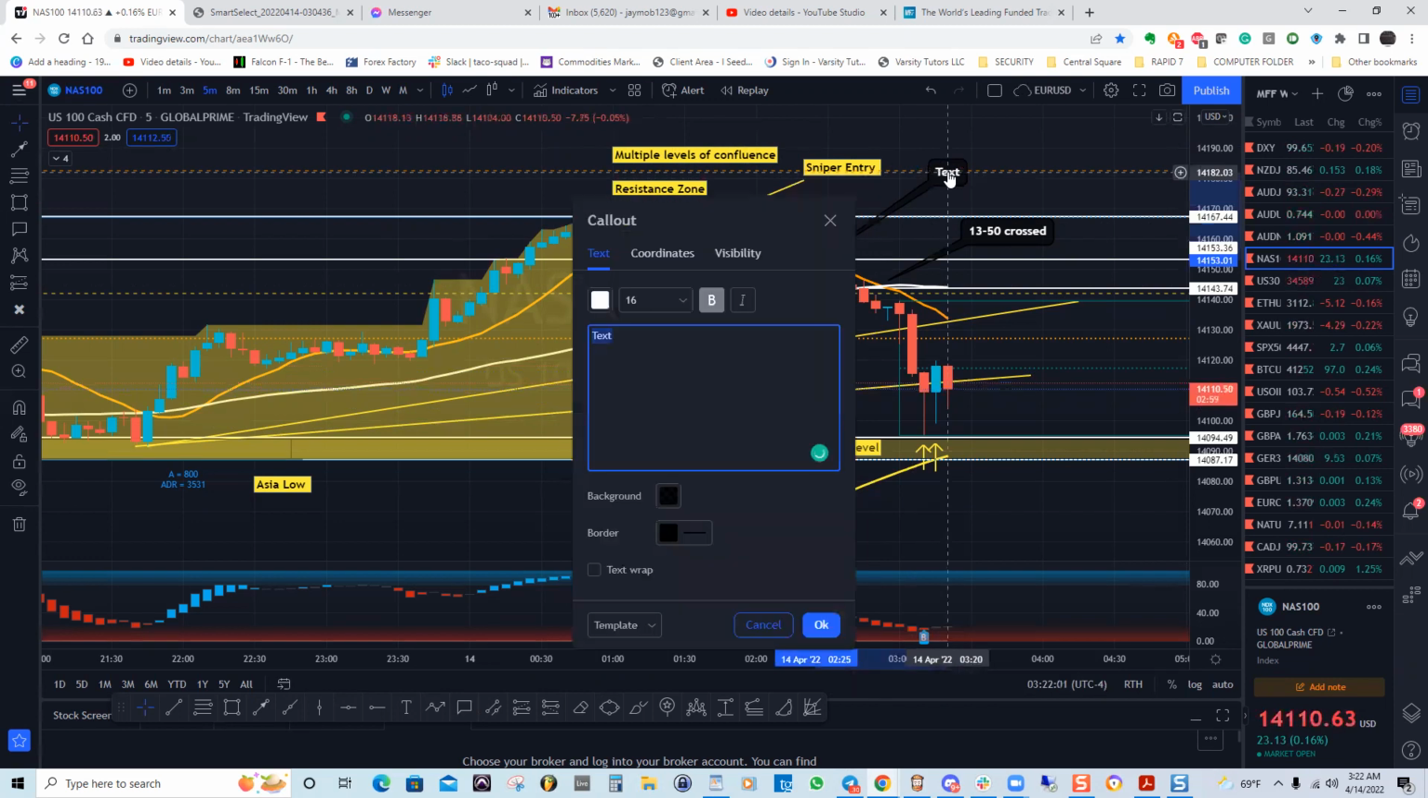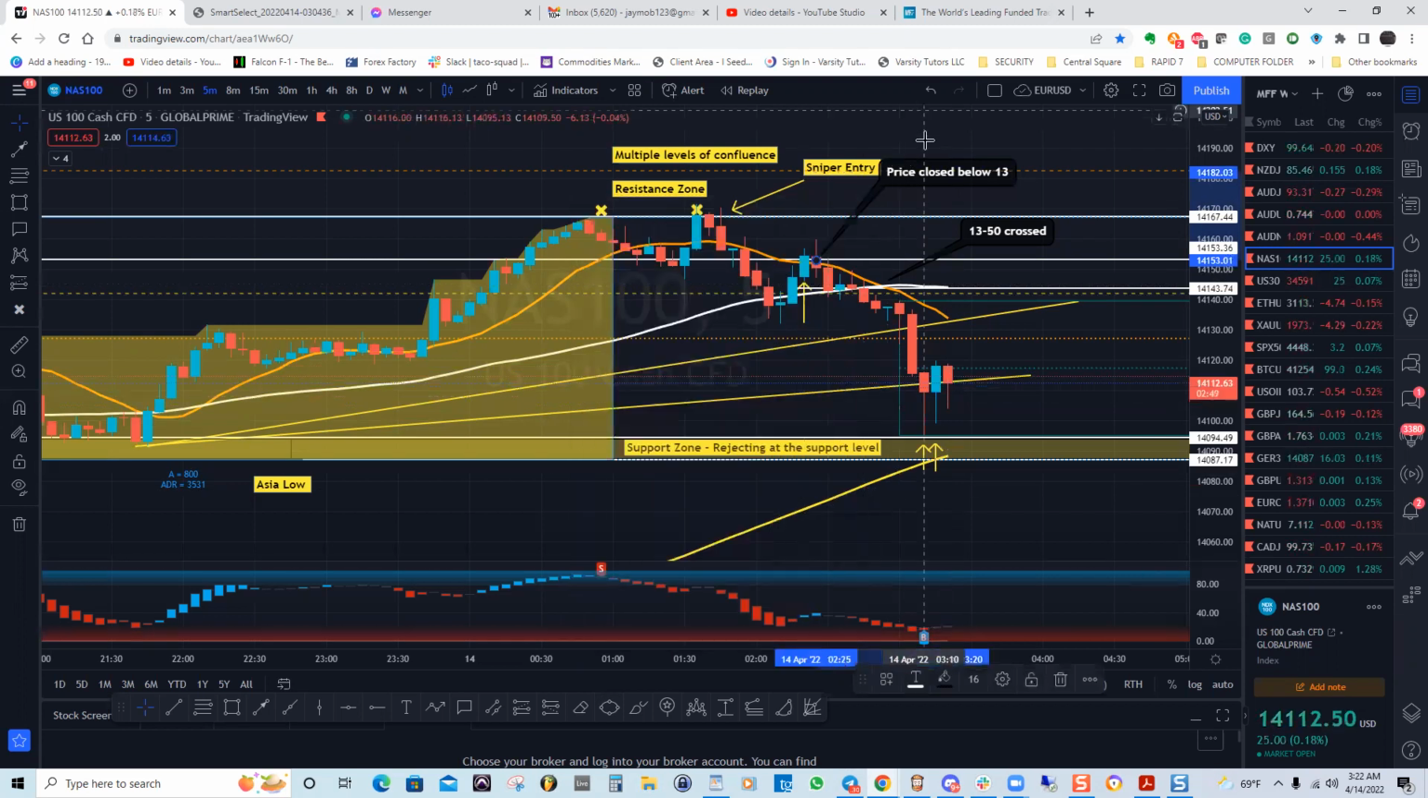Look at this here. Price closed below 13. You can't beat that. That's price action telling you everything you need to know. There's no reason why you shouldn't take this trade. If you miss this trade, that's truly FOMO all day, every day.